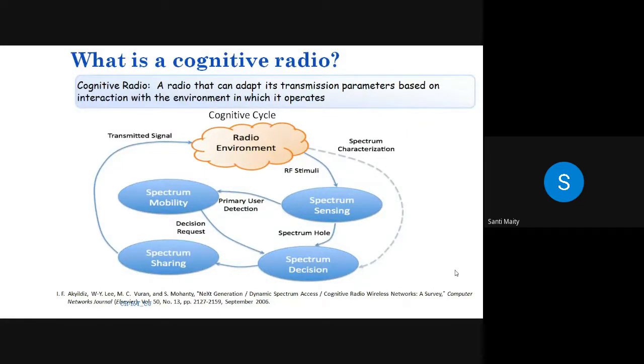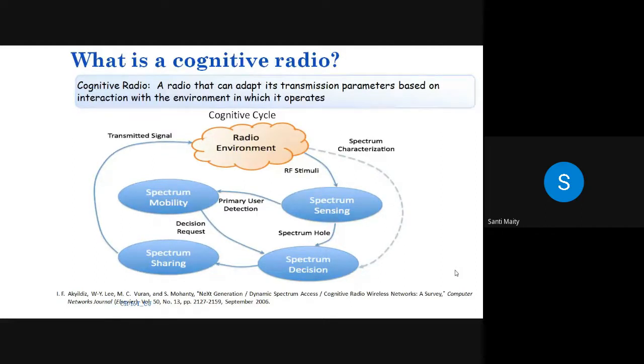Now, a cognitive radio can adapt its transmission parameters based on interaction with the radio environment. And what is the cognition cycle? First, an IoT object has a communication module, and it has a receiver module. It will receive the signal or sense the spectrum.